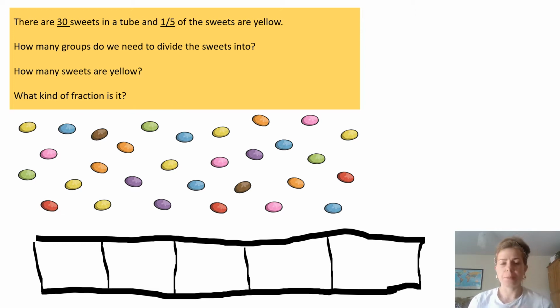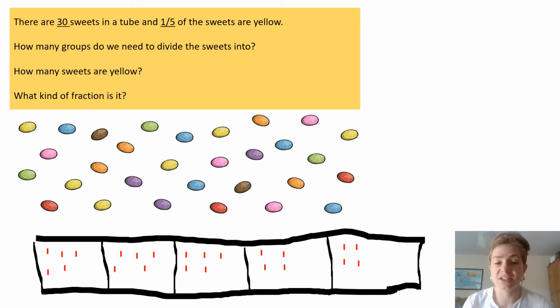Now, I need to separate my sweets. So I have 30. So I'm going to separate them. 1, 2, 3, 4, 5, 6, 7, 8, 9, 10. Do you see how I'm being really equal? I'm making sure there's 1 in each box. I'm not putting 2 in one box and 1 in another. It's the same in every box. I've currently got 2 in every box. 11, 12, 13, up to 30.